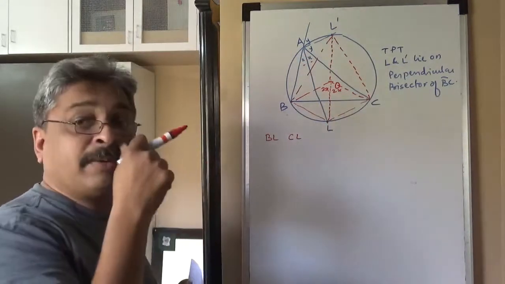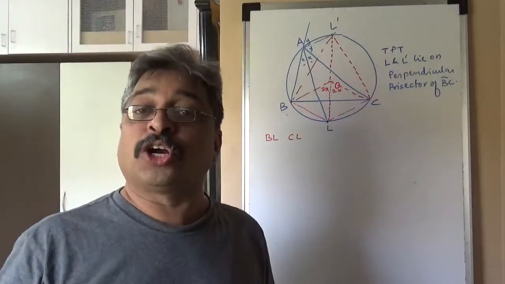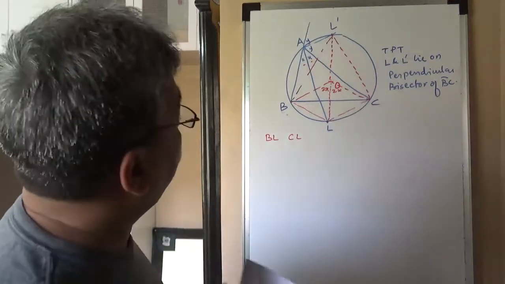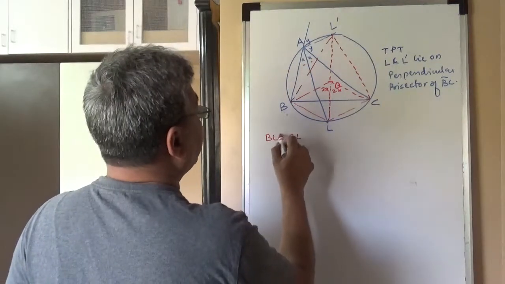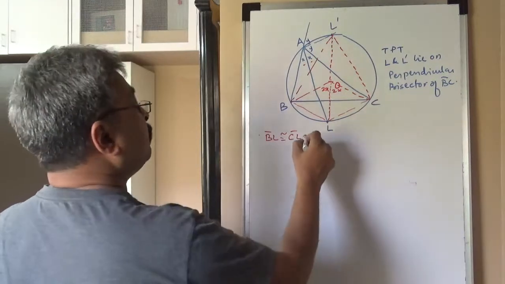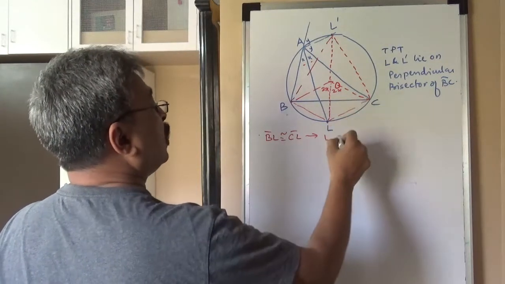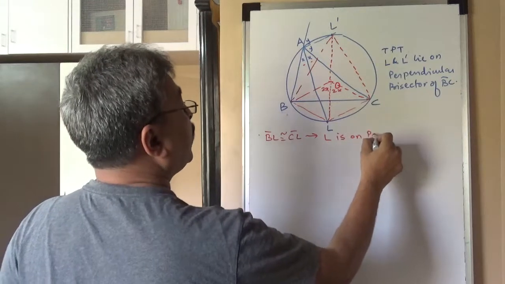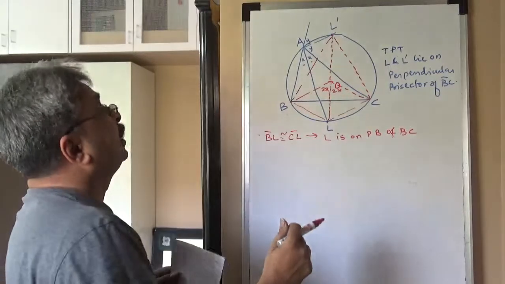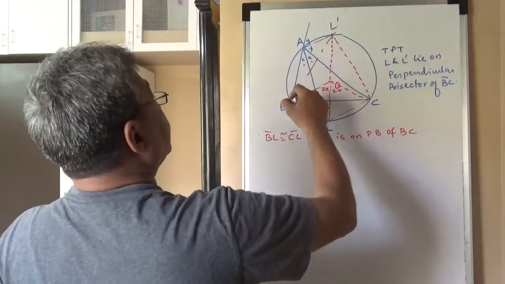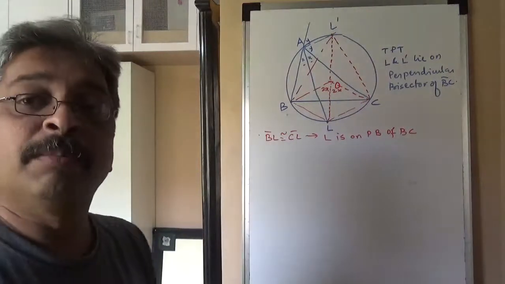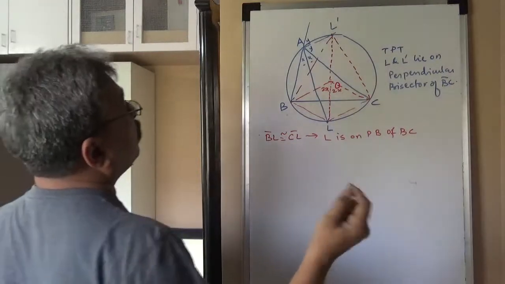Okay, and now we have done the theorem that if two chords in a circle subtend the same angle at the center, then they are congruent. Therefore we get BL congruent to CL, and this implies L is on the perpendicular bisector of BC. Similarly, we can prove that BL' and CL' also lie on the perpendicular bisector. Here we need not do anything.